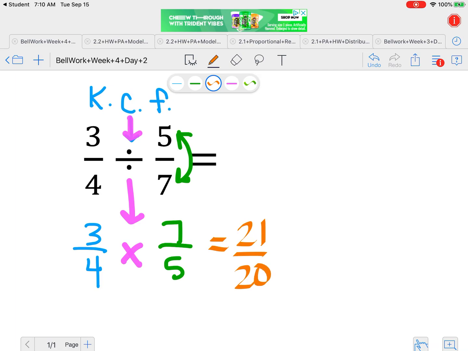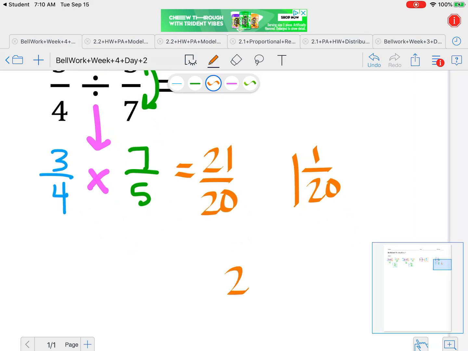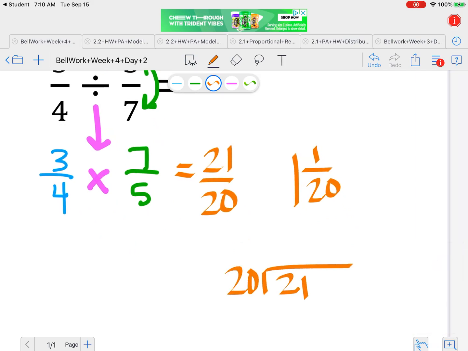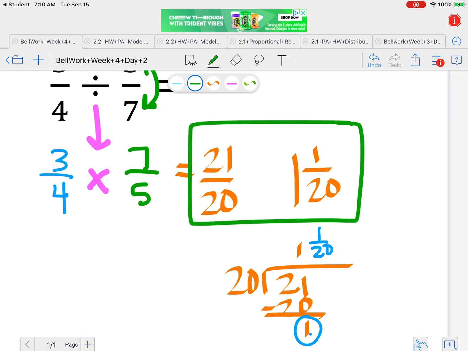I could simplify that one, and you simplify fractions by dividing, or you can see that 20 goes into 21 one time and there's 1 left over and the denominator stays the same. If you weren't sure about that, you could set up a division problem and divide it out, and then your remainder comes up to your numerator and your denominator stays the same. Either one of these answers would be okay, but the most simplified answer is 1 1/20.